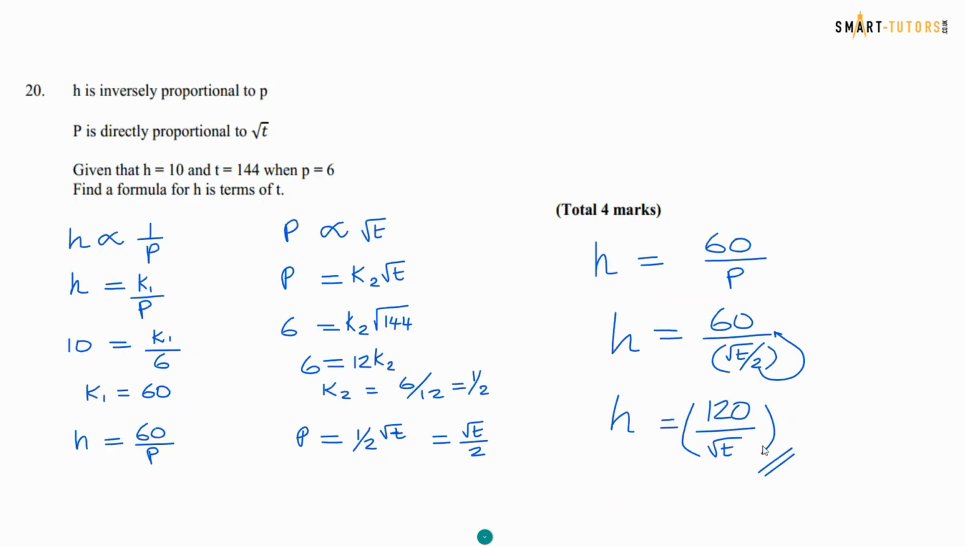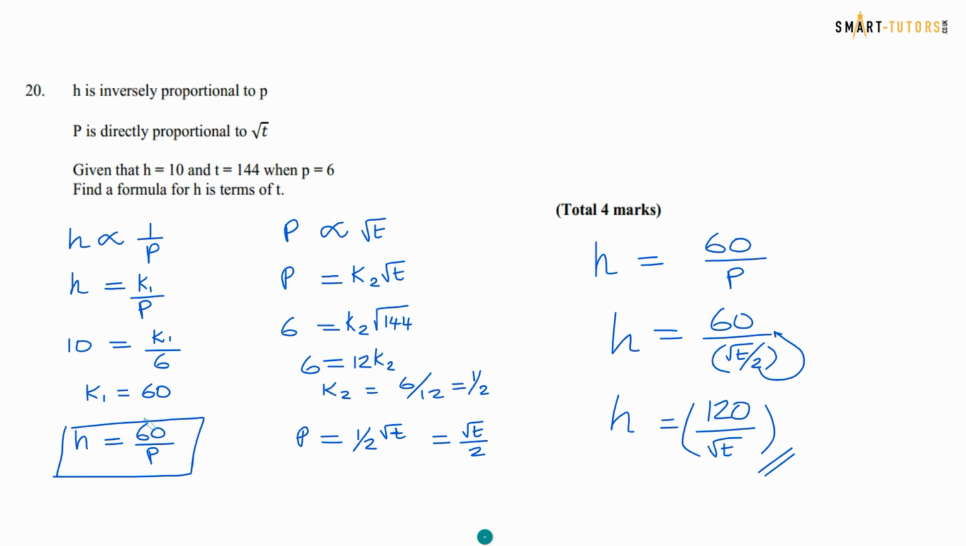Question number 20. H is inversely proportional to P. So H is proportional to 1 over P. Change it to H equals K1 over P, because there are 2 proportionalities, so I put one as K1 and the other as K2. Substitute the values given: 10 equals K1 over 6. Cross multiply, K1 equals 60. The equation is H equals 60 over P.